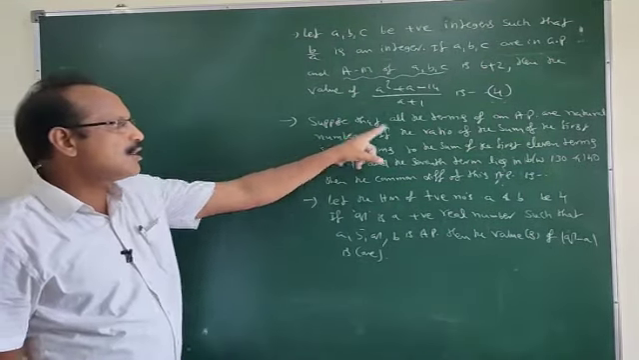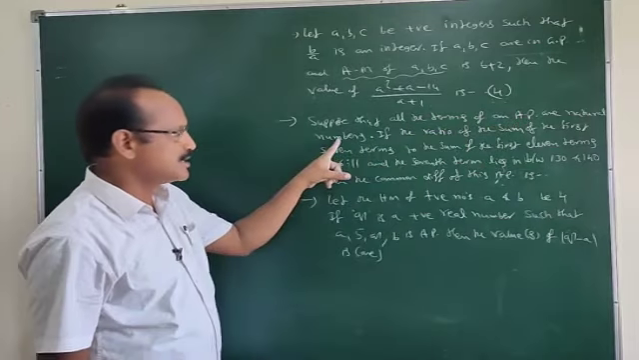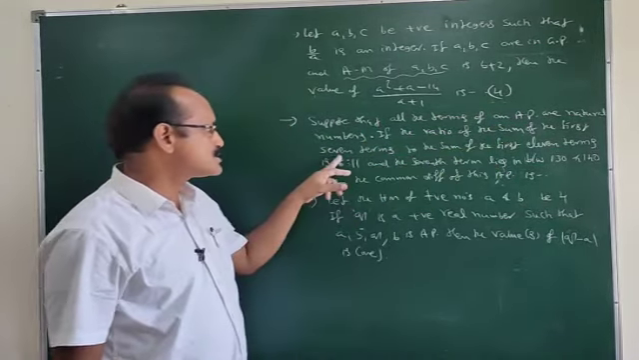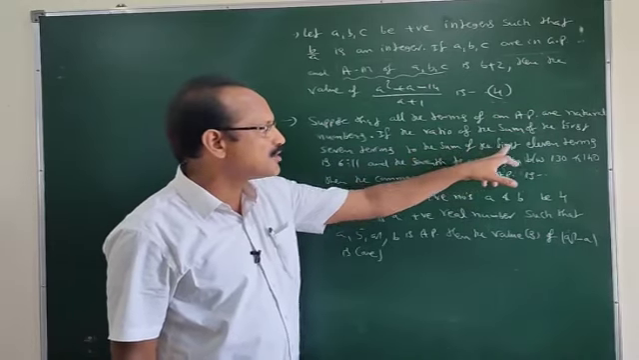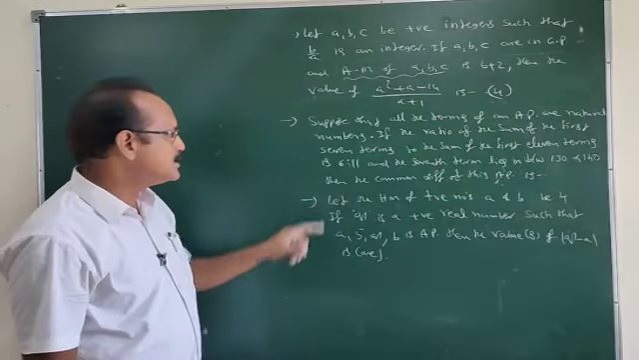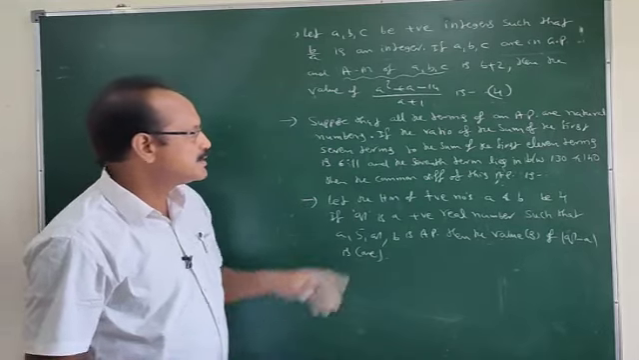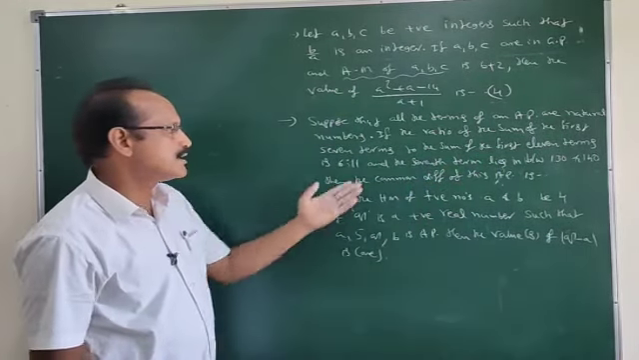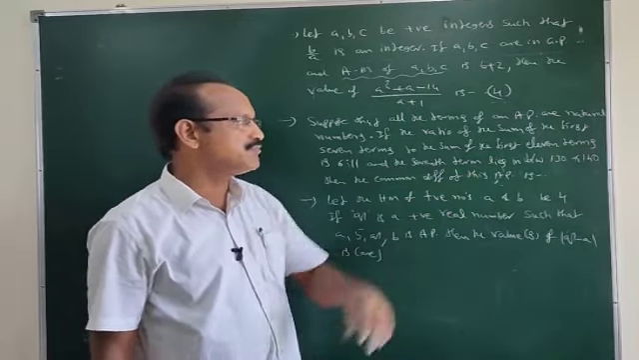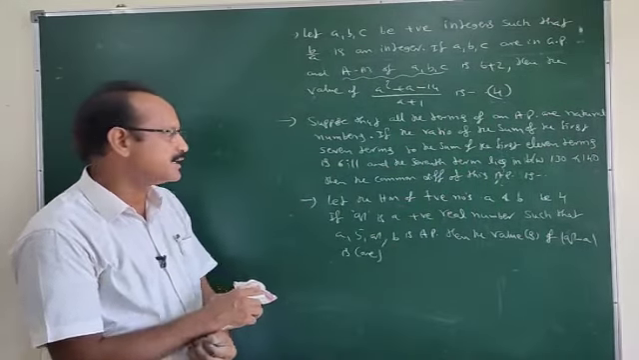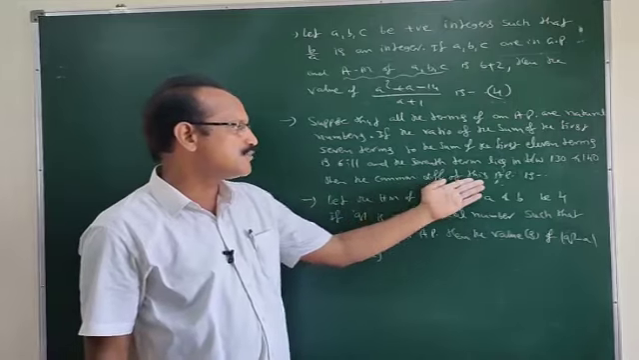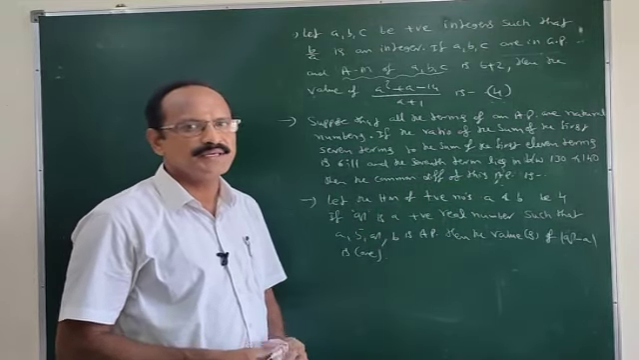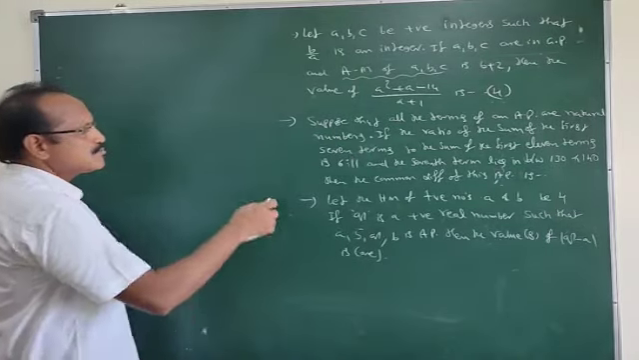Suppose that all the terms of an AP are natural numbers. If the ratio of the sum of the first 7 terms to the sum of the first 11 terms is 6:11, and the 7th term lies between 130 and 140, then the common difference of this AP is required.